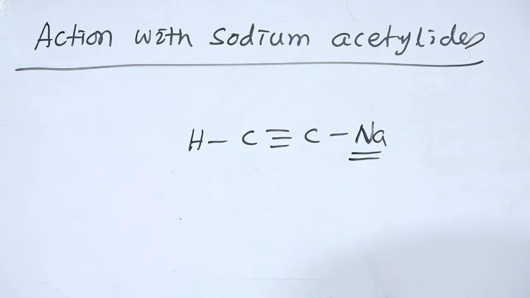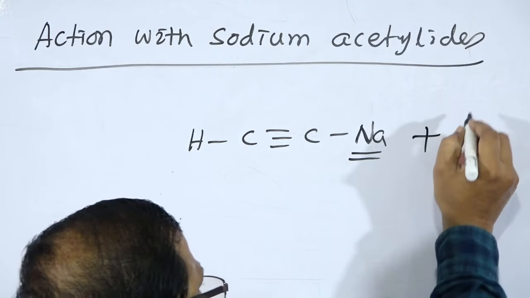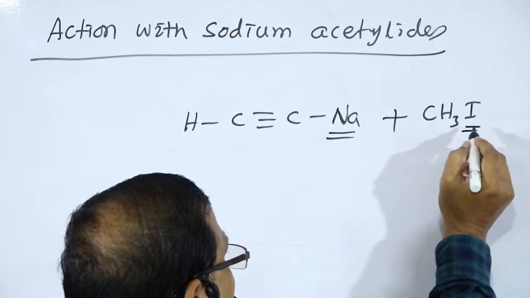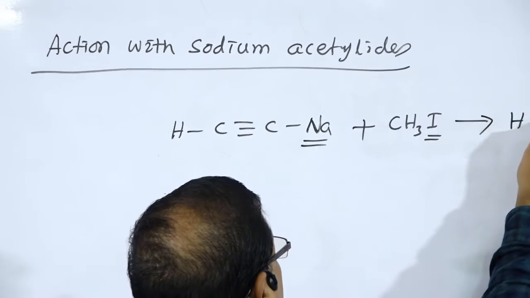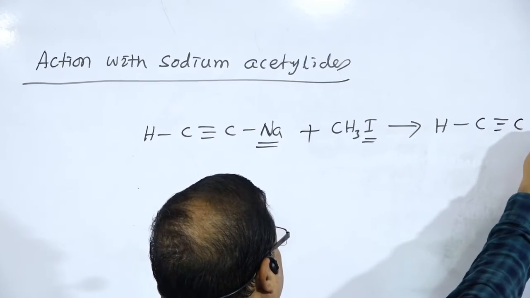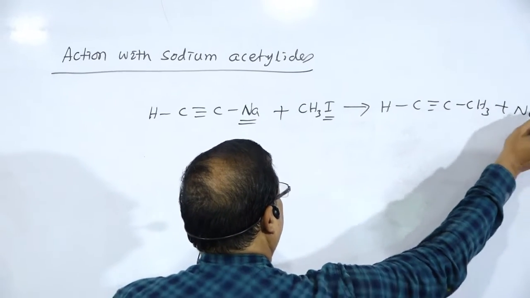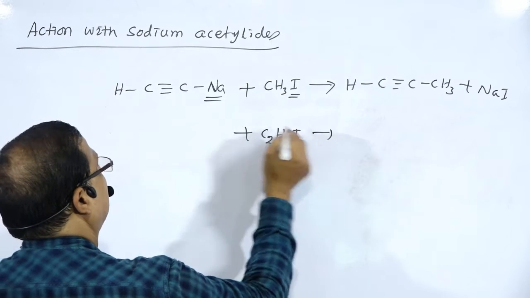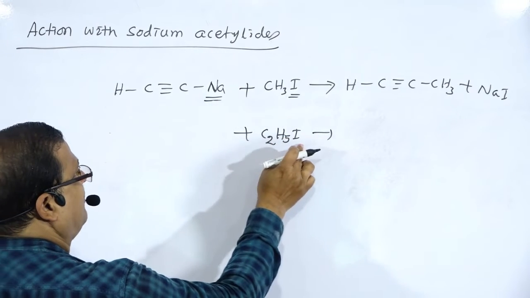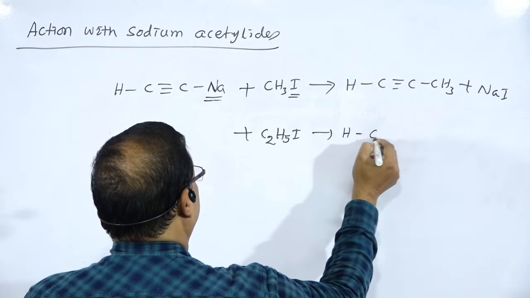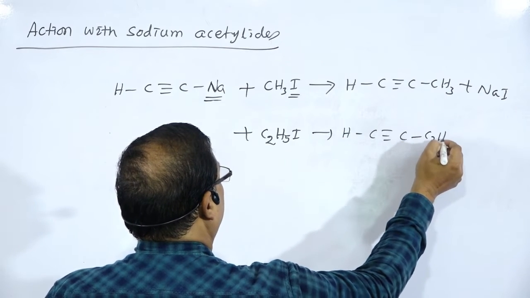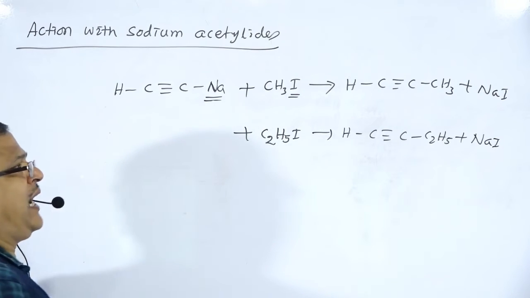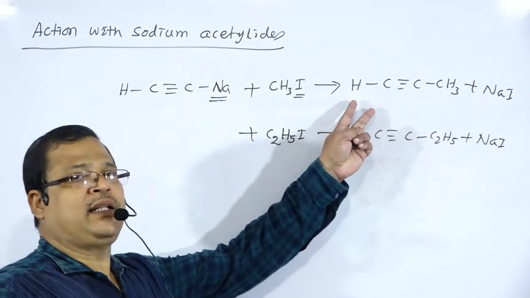This sodium acetylide reacts with an alkyl halide, let us take CH3I. Then the Na part and I part combine to form NaI. So there is the formation of H-C triple bond C-CH3 plus NaI. Or you can take C2H5I. Then Na and I combine to form NaI. So there is the formation of H-C triple bond C-C2H5 plus NaI. So higher alkynes are produced by this method.